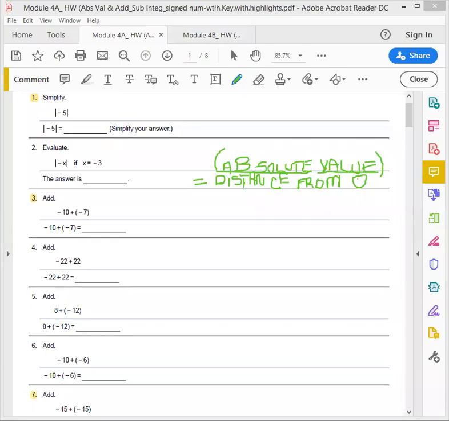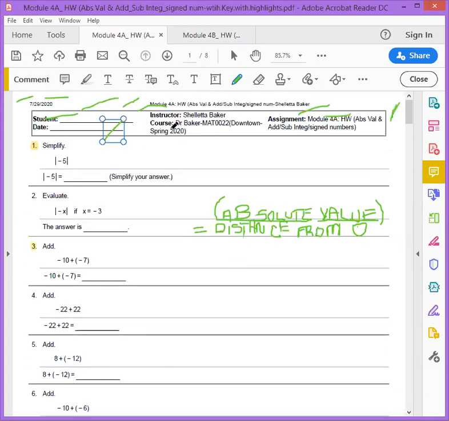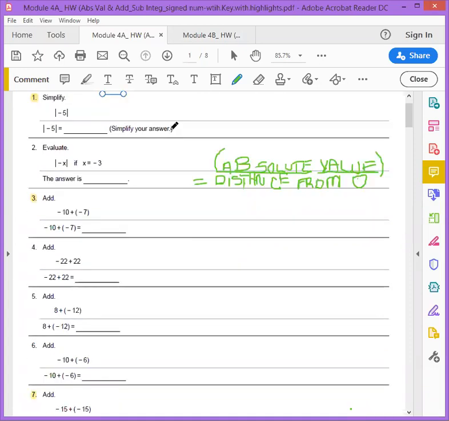All right, this is Dr. Baker, and the notes that I will share today review Module 4A for MAT0022, and Module 4A deals with adding and subtracting integers.